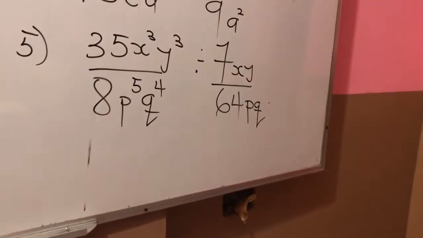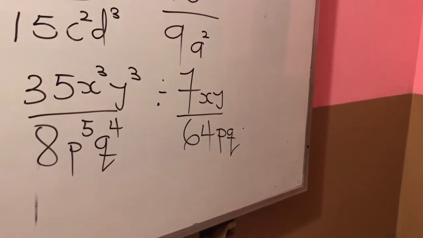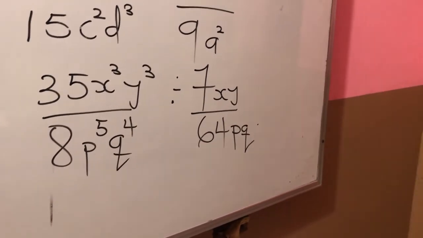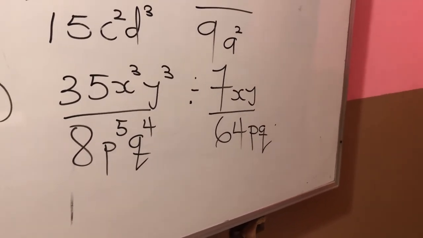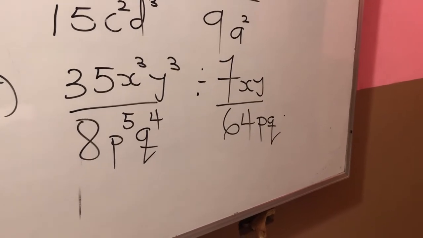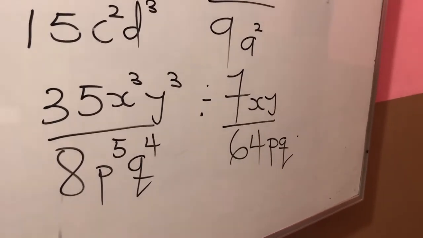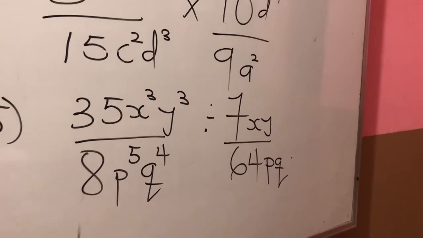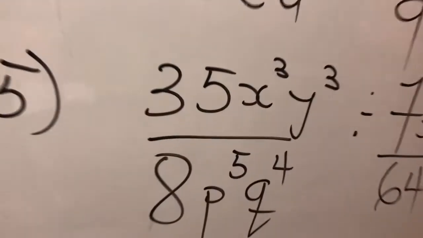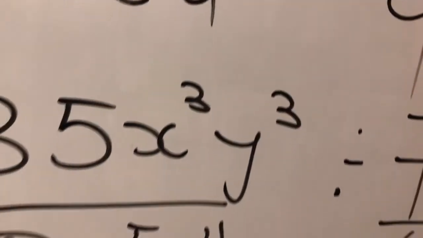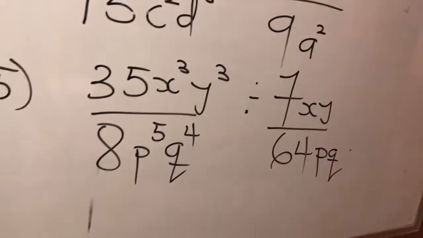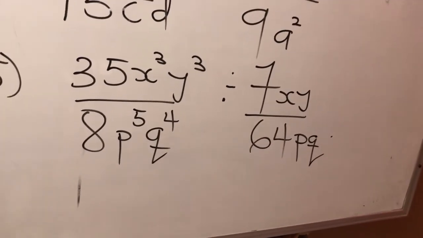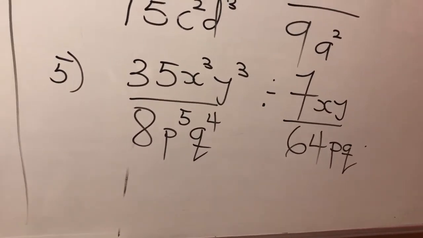Okay, so last question. Now this is a question that involves division, and I was talking about the last thing you were supposed to note for the day. That is inverse or reciprocation. So we have 35x cubed y cubed all divided by 7xy. 35 is over 8p to the power 5 q to the power 4 and 64pq.